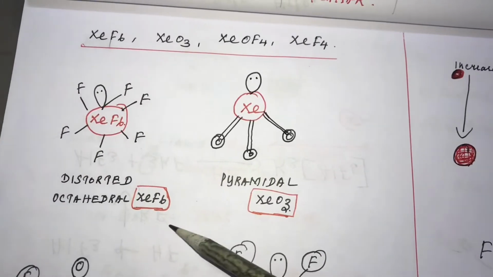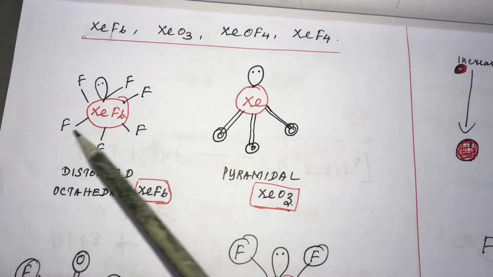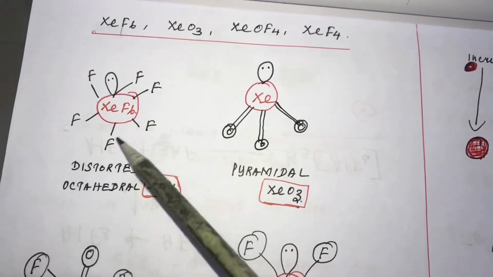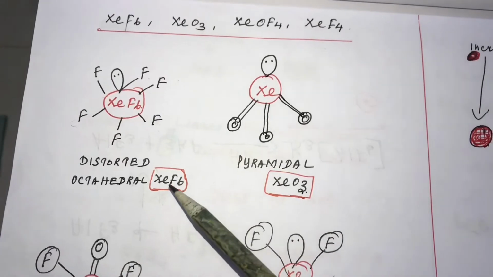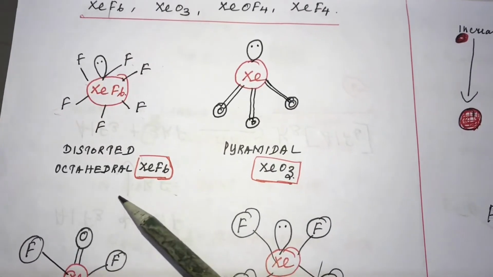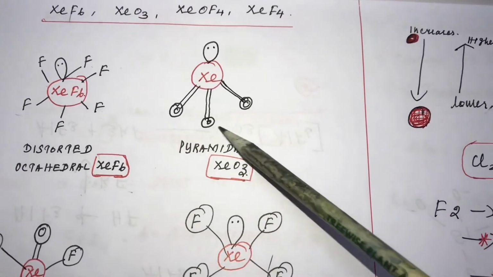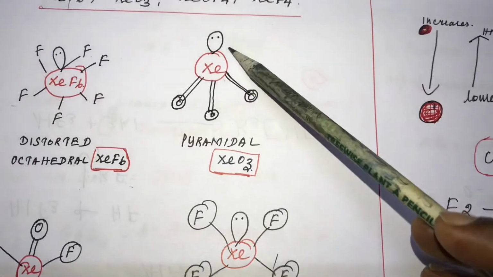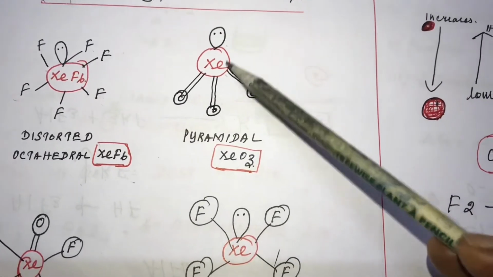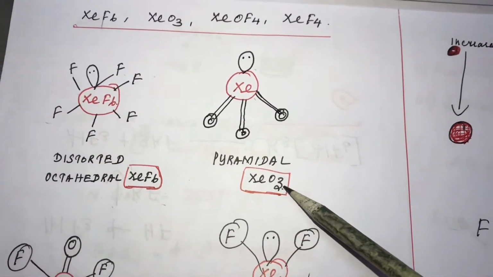Here XeF6 is a distorted octahedral structure: 4 fluorine at the corners, 1 fluorine up and 1 down, and 1 lone pair of electrons. So XeF6 is a distorted octahedral structure. Here XeO3 is a pyramidal structure, with 3 oxygen bonded along with xenon. On the head there is 1 lone pair of electrons, giving a pyramidal structure to XeO3.